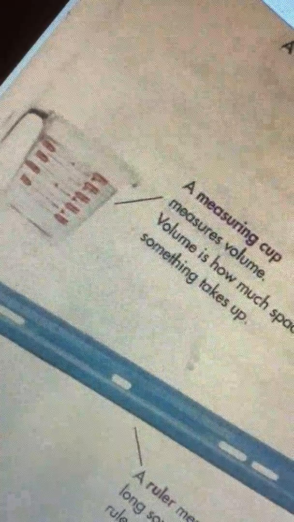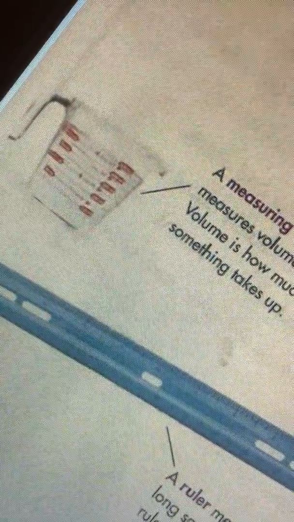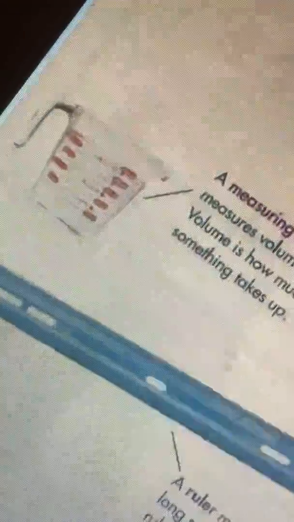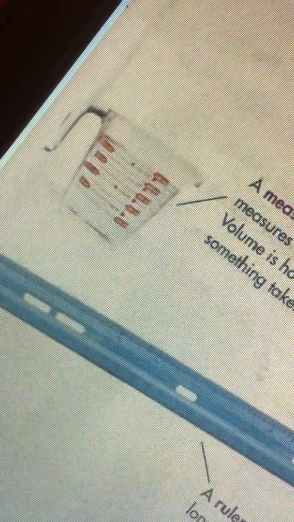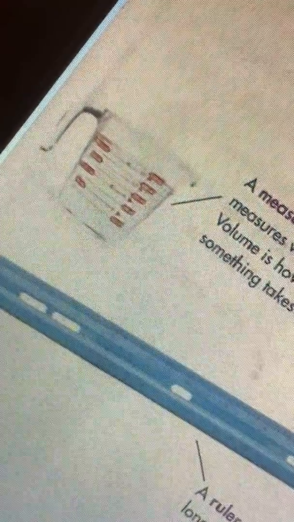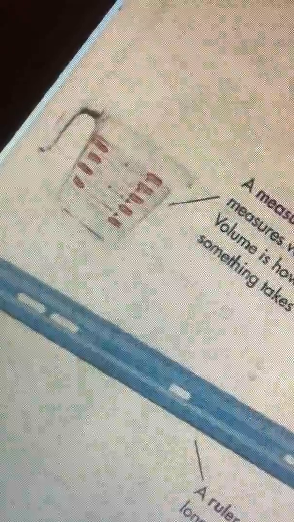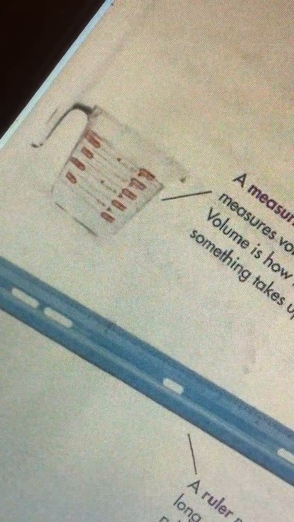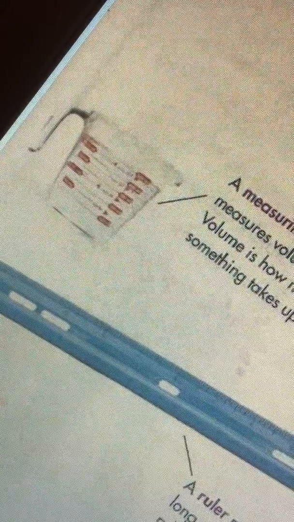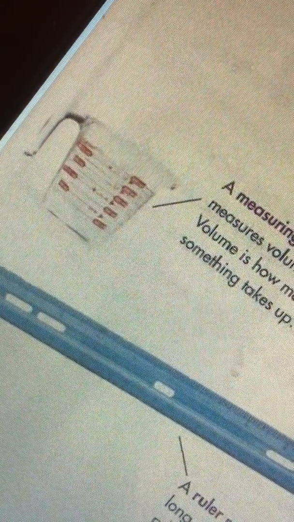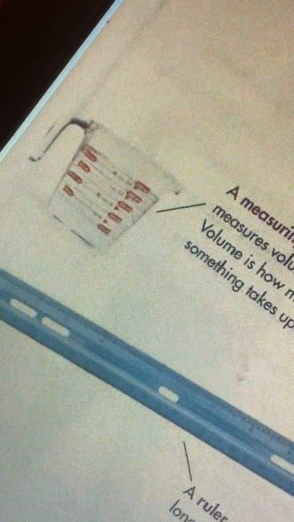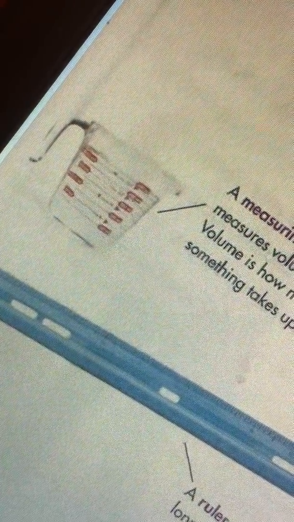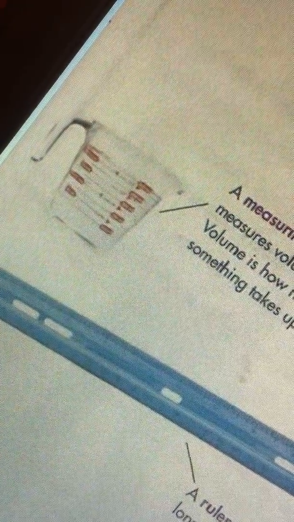Volume is how much space something takes up, like liquids. So if we have milk in this cup and we want to know how much milk we have in this cup, we are asking about its volume. So we use volume with liquid materials like milk.